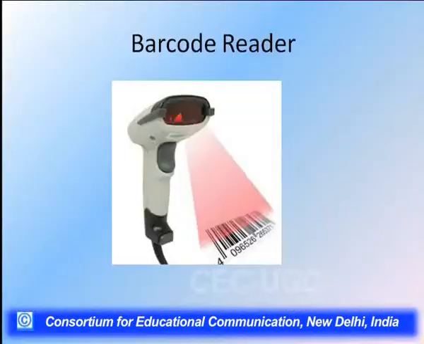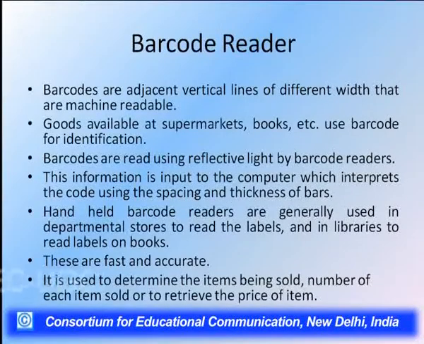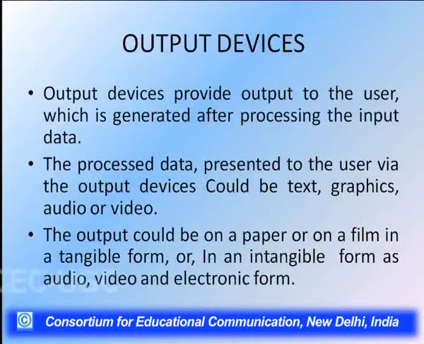Again, the barcode reader also uses a light beam, like infrared beam, to read the lines. So these are adjacent lines of different width that are machine readable. So they are used for books, etc. And this information is input into the computer, which interprets the code using the spacing and thickness of the bars. Handheld barcode readers are used in labels, in libraries, at airports, at different places. These are also fast and accurate, and these give a lot of information to the user which is required for it.